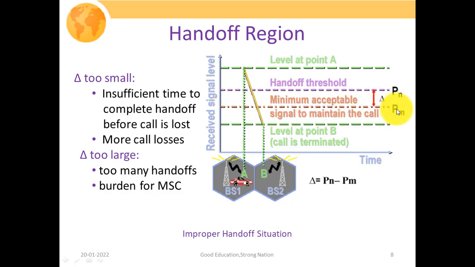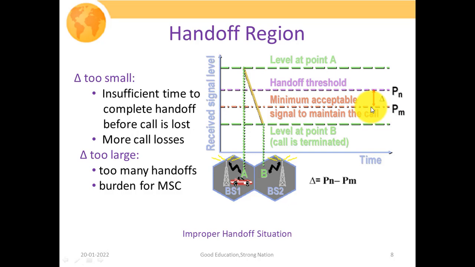Here PM represents the minimum acceptable signal to maintain the call, and PN represents the handoff threshold, that is the point from which we will initiate the handoff request. That is, if the user is moving from A to B, at point A it has this much received signal strength, and as it moves from A to B, its received signal strength falls. At this point our handoff request must be initiated, and it must be accomplished before this particular signal level is reached by the mobile user.